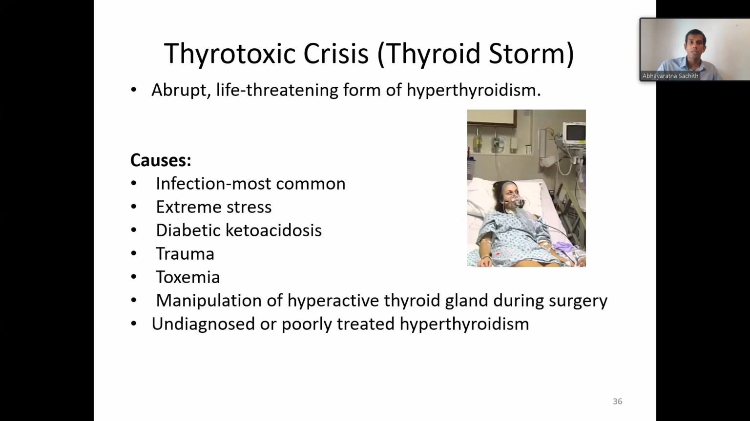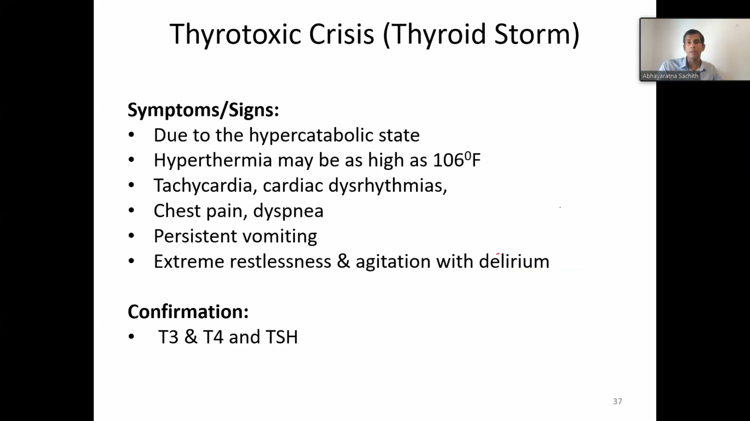The precipitating causes are infections, extreme stress, diabetic ketoacidosis, trauma, toxemia with any other agents, and manipulation of the gland when the hyperthyroidism is not controlled. So these patients have extreme features of thyrotoxicosis: tachycardia, cardiac dysrhythmias, chest pains, vomiting, hypothermia, and due to a high catabolic state, they are extremely restless and agitated. They may be in delirium as well.